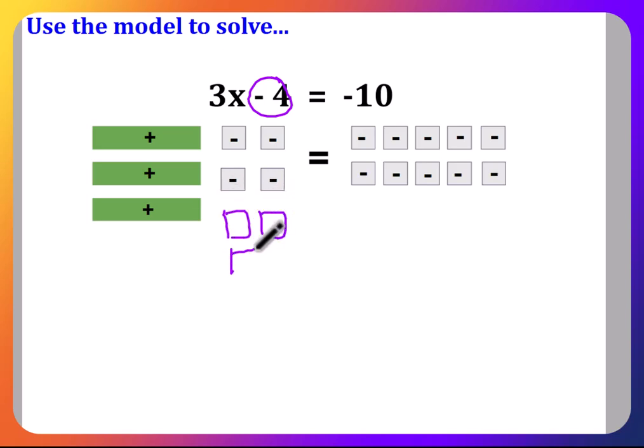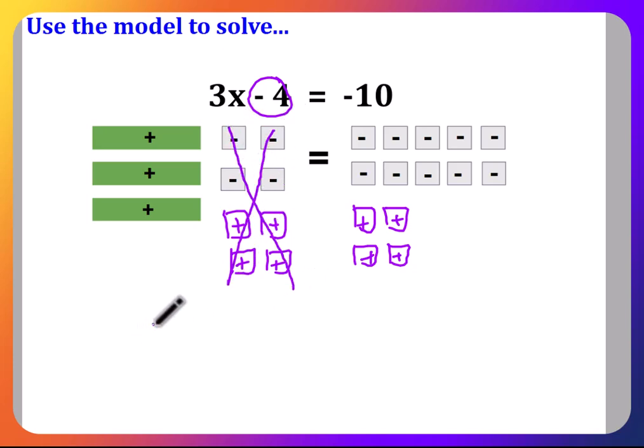So let's go ahead and do that. Make sure you put your positive symbol. And remember, what you do to one side of our model scale, you have to do to the other side. So I'm going to add 4 positive unit tiles here. Now looking at the side of our variable, our unit tiles, 4 negatives and 4 positives, they zero out. So I'm going to cross them off.